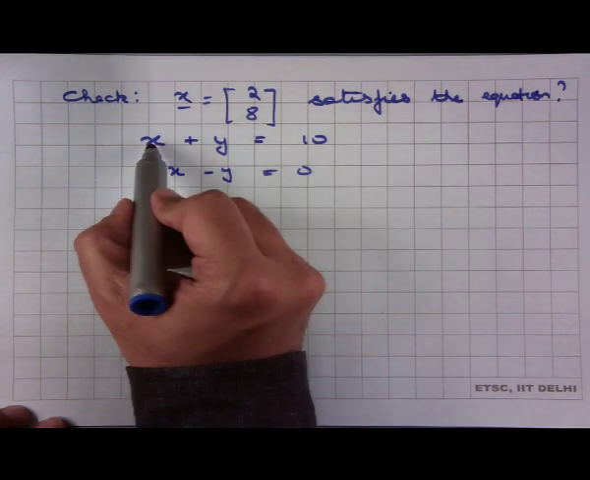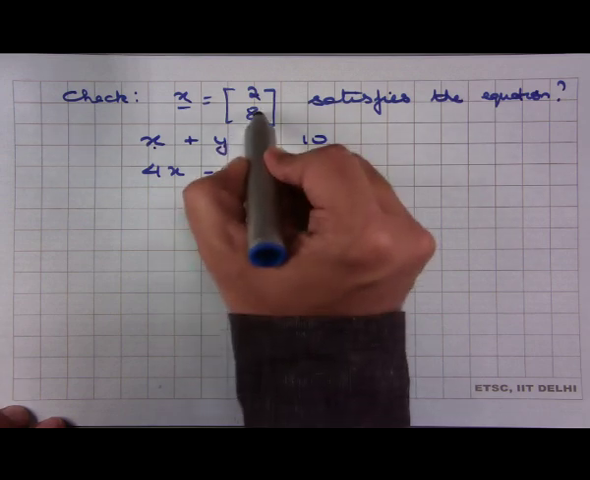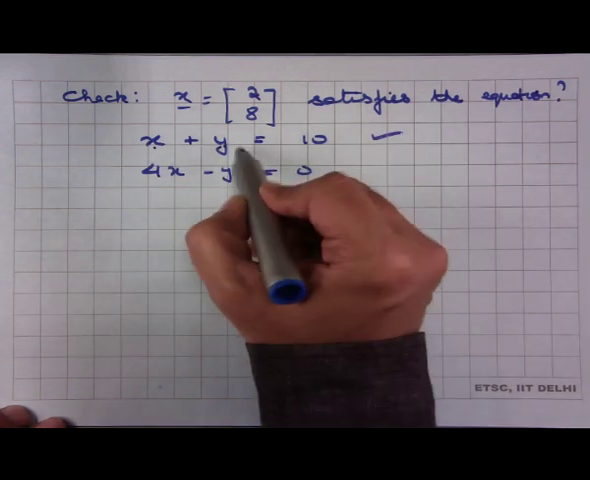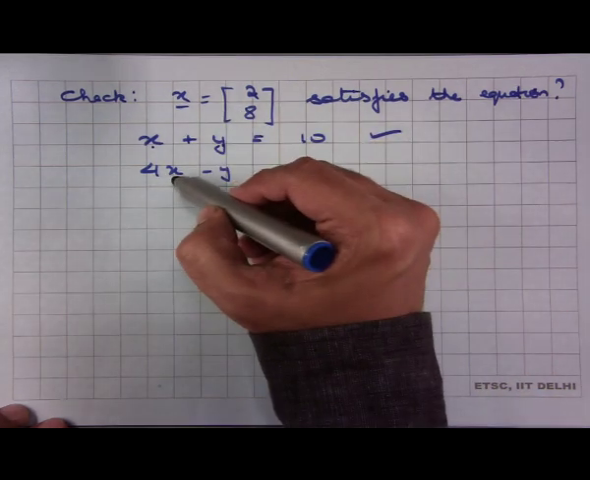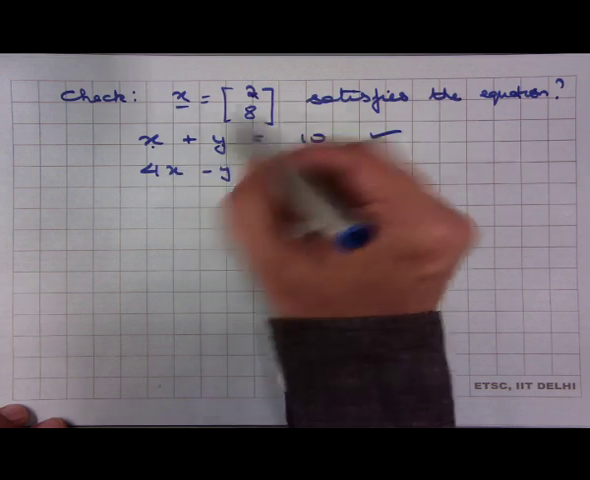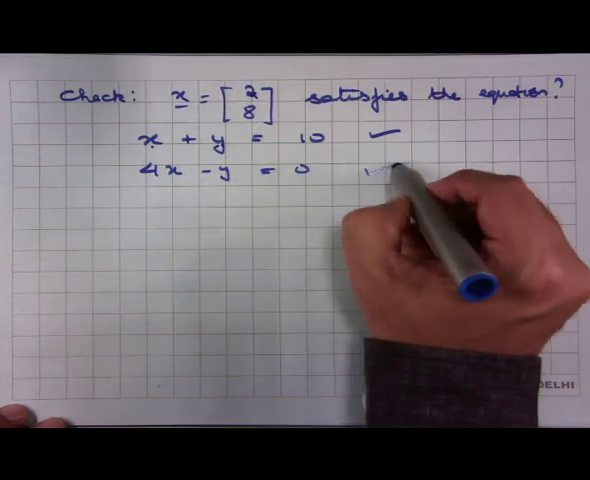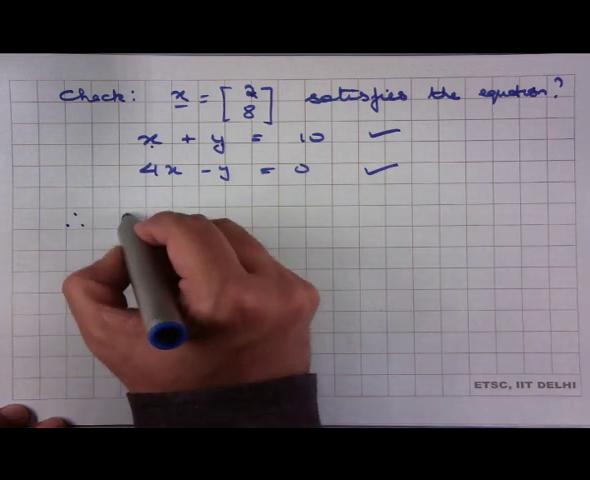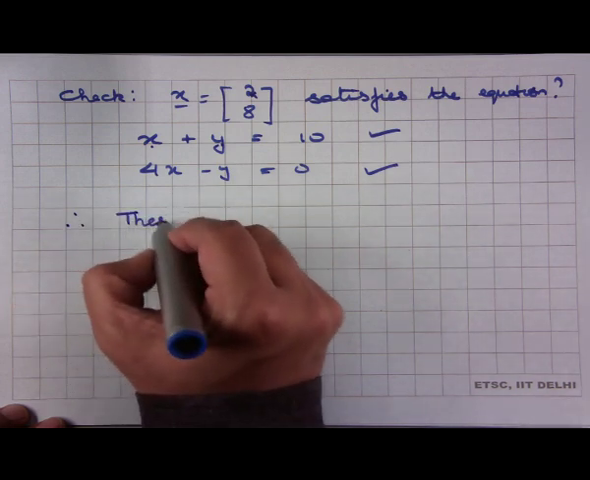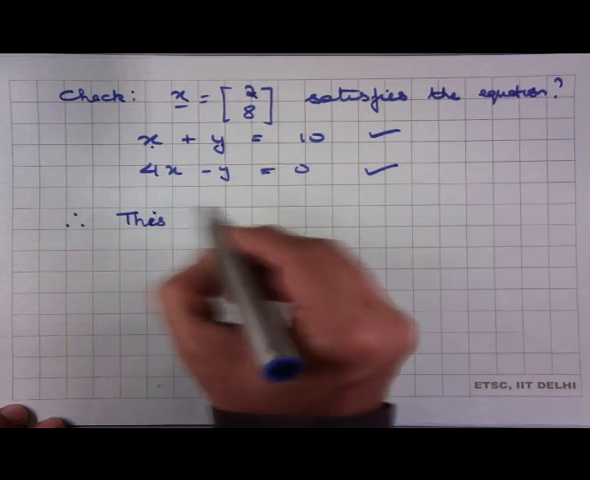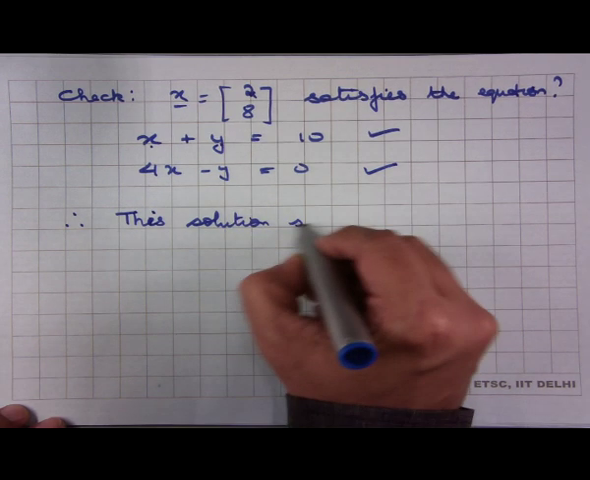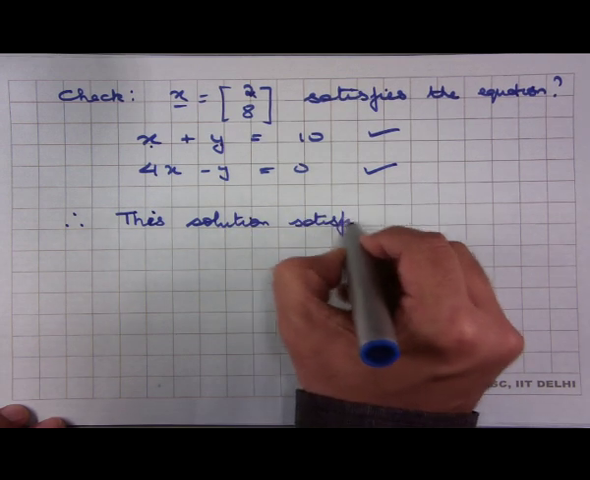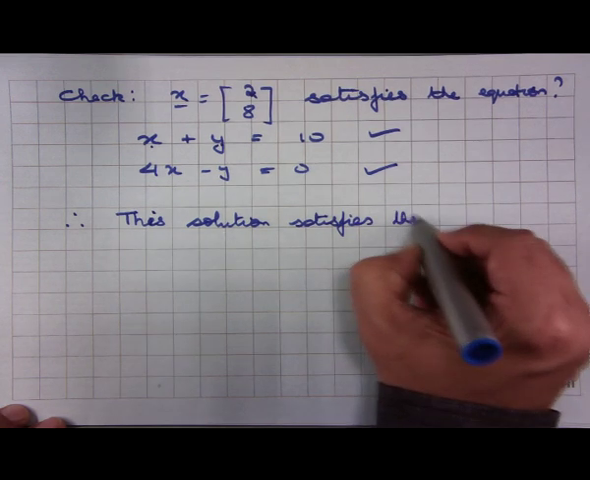So, suppose we put x equal to 2 and y equal to 8, then yes, we see that x plus y equal to 10, because 2 plus 8 is 10. Suppose we put this here, so x is 2, so 4 into 2 is 8, minus 8 is 0. So, therefore, this solution satisfies the original equations.